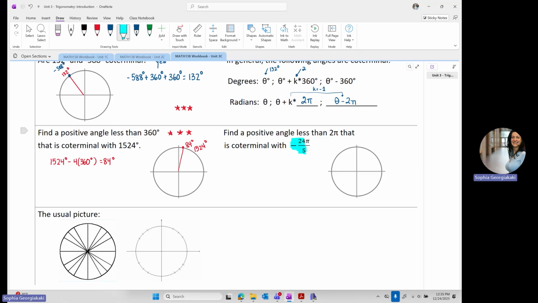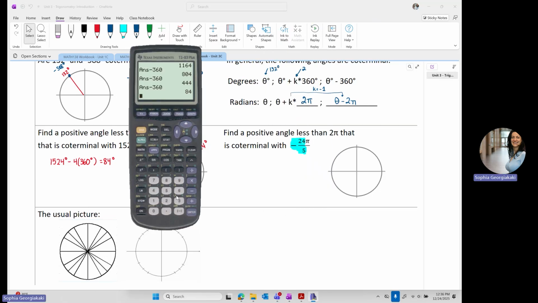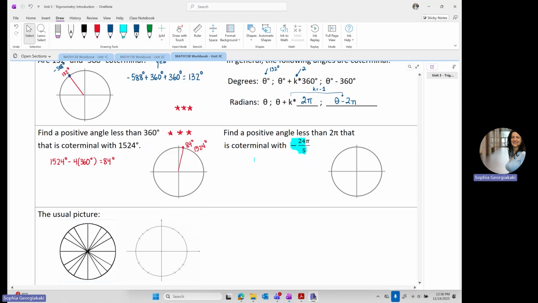And I'm going to now add 2 pi's, right? So I'm going to have negative 24 fifths. And I'm going to add 2. And I'm going to add another 2. I'm still negative. And I'm going to add another 2. And I'm positive now. And then I'm going to convert this into a fraction. And that will be 6/5 of pi.